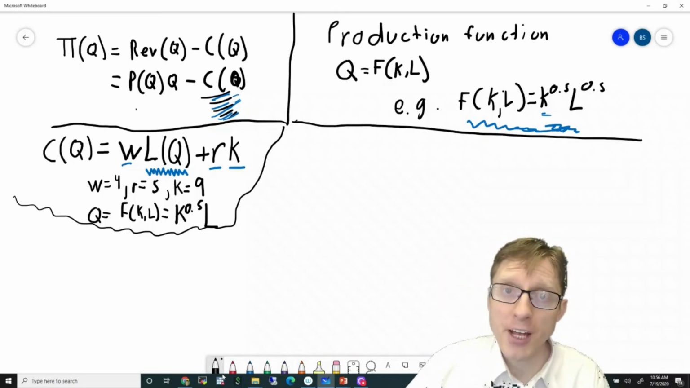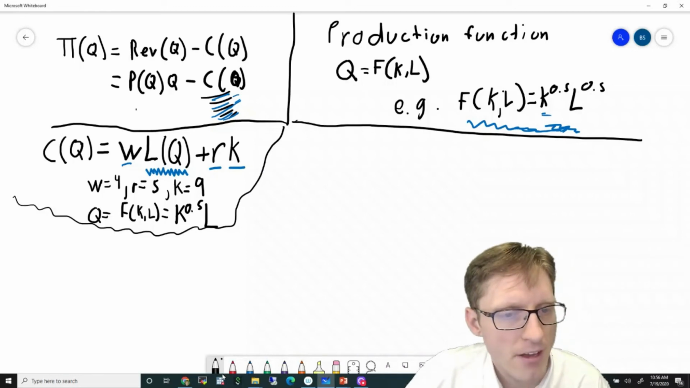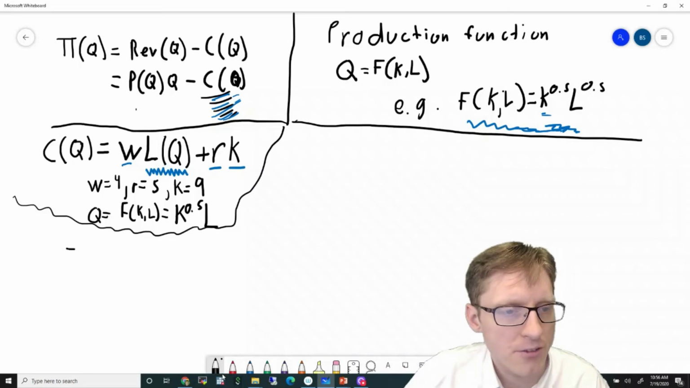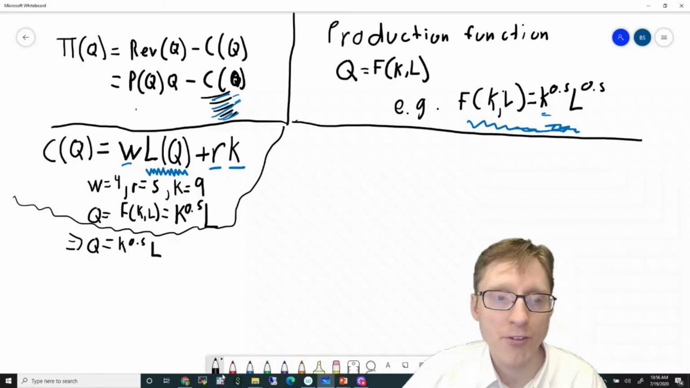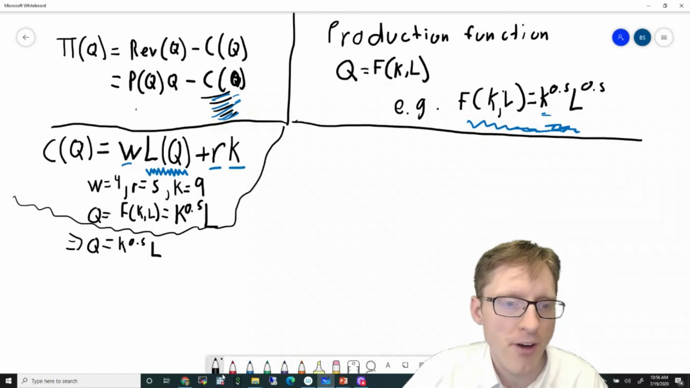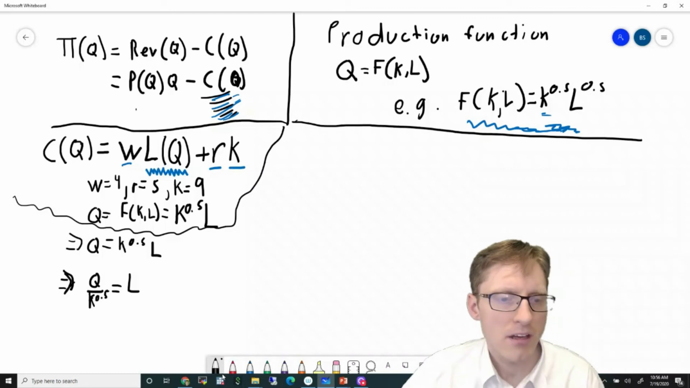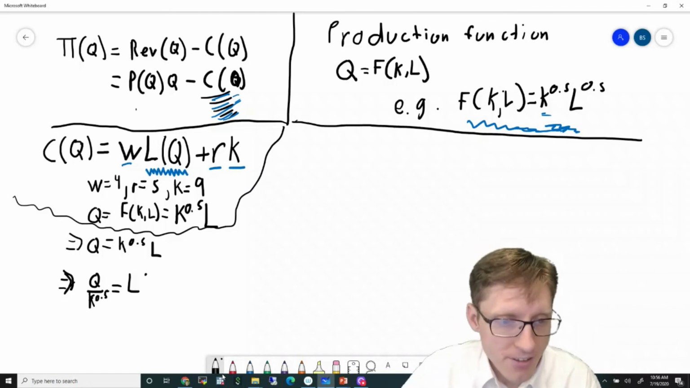So as I said, the first step to solving the short run problem of the firm is to invert this production function to solve for L. So let me just be clear. We have that the quantity of output is equal to K to the 0.5 times L. To invert this function and solve for L, all we have to do is to divide both sides by K, or capital, raised to the power of 0.5. So we get Q over K to the 0.5 is equal to L.